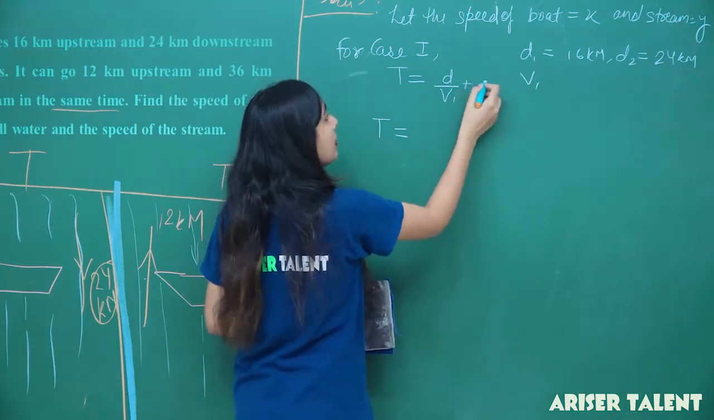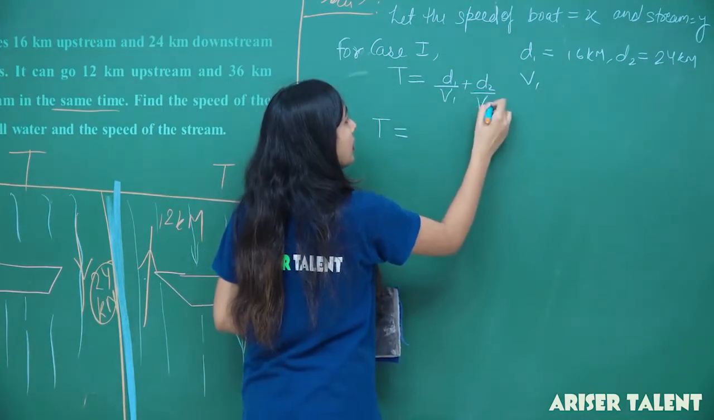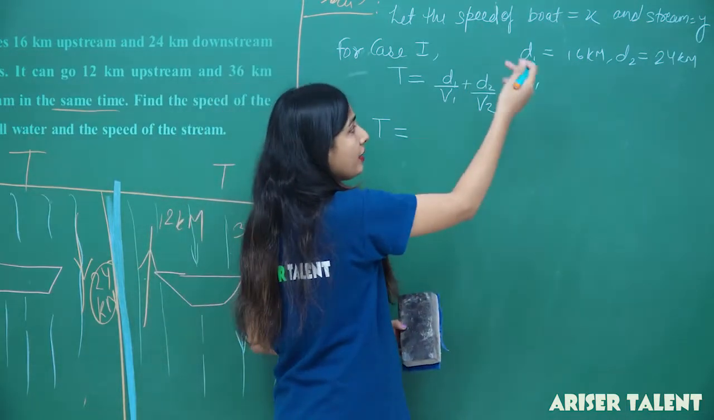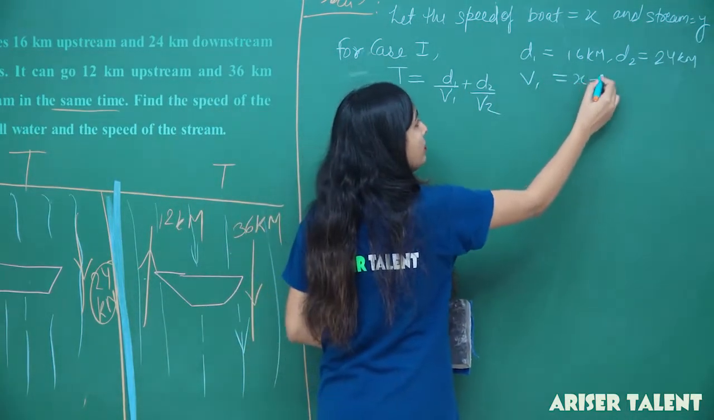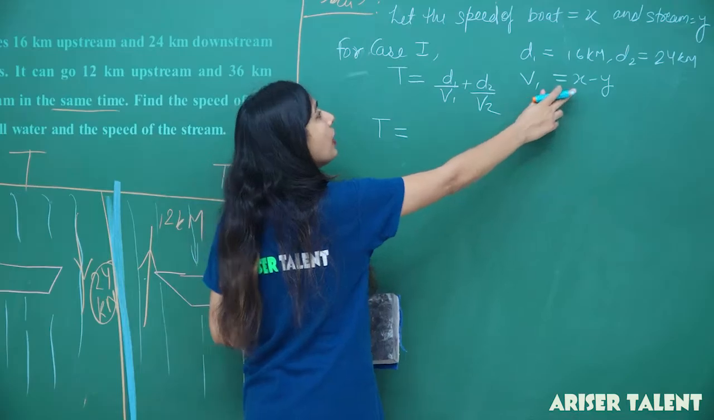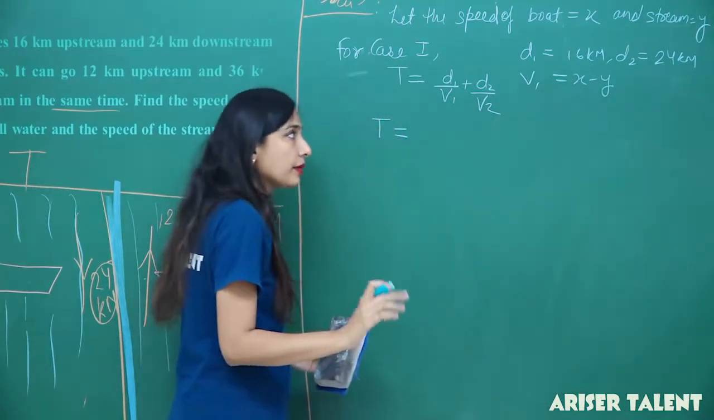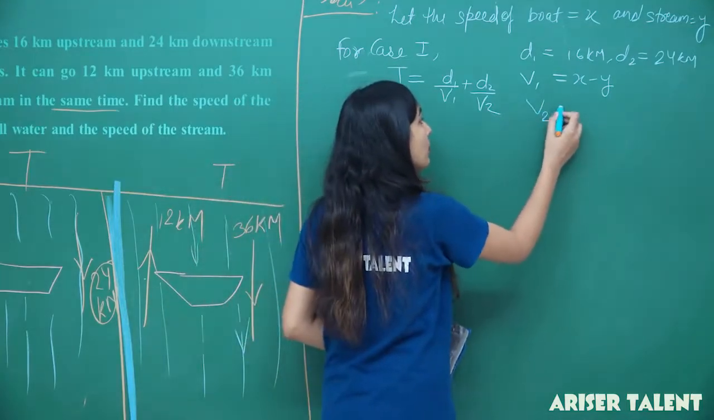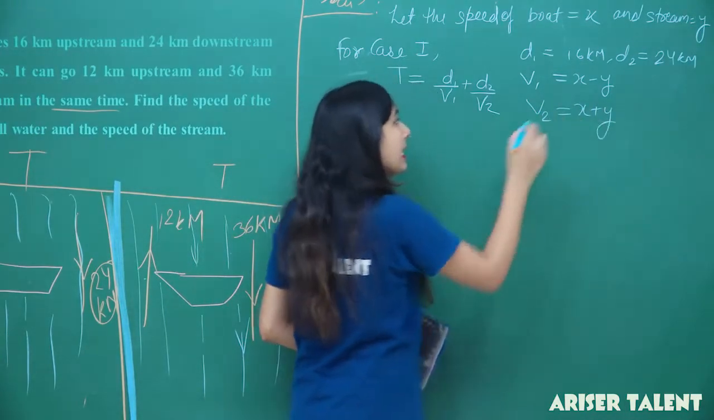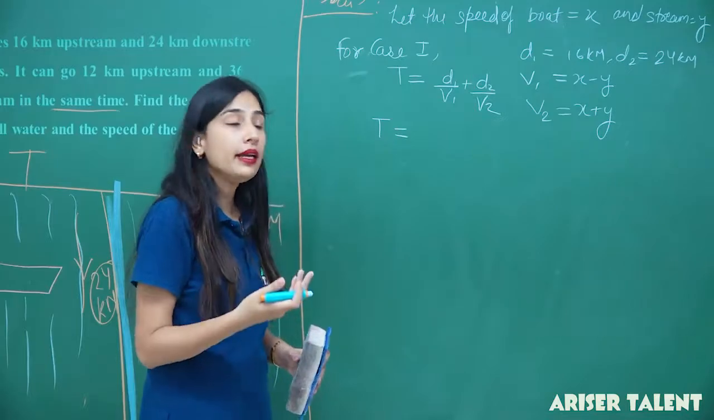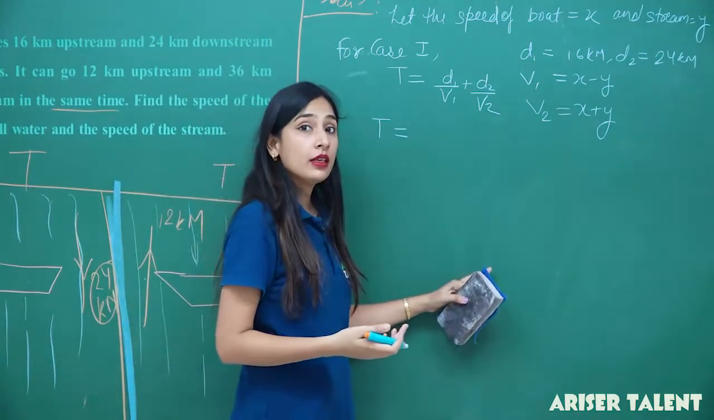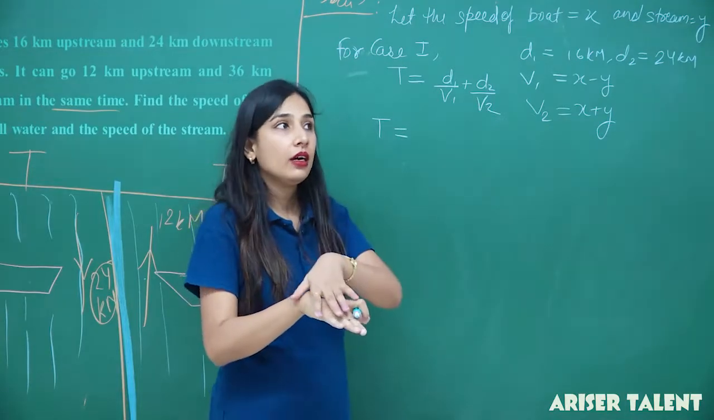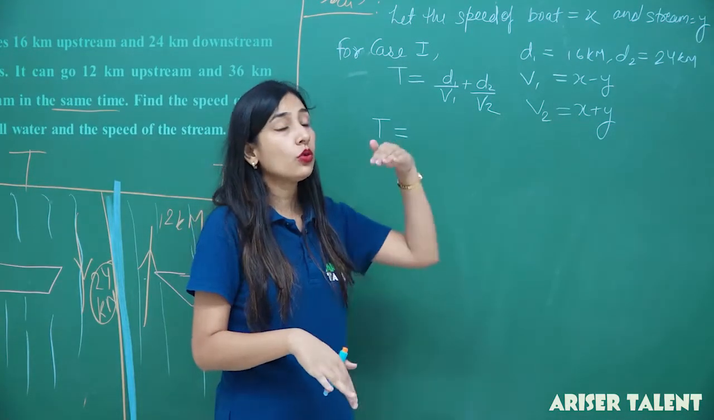Okay, now v1 will be summation of this time plus this time. Now, for upstream, v1 equals x minus y, that is speed of boat minus speed of stream. If it goes downwards, then v2 will be equal to x plus y, simply x plus y. Why? Because the speed of the stream will add on it.